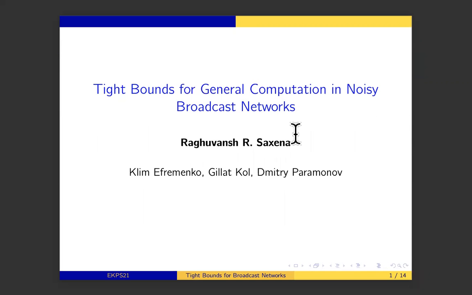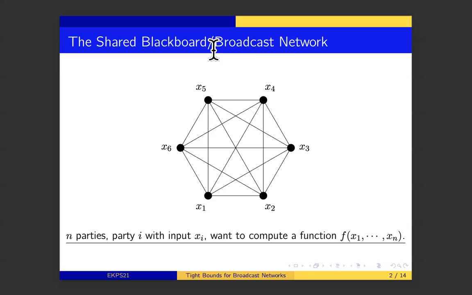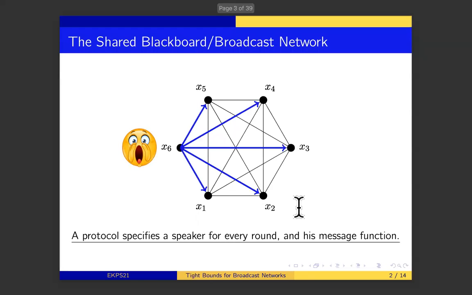So let's start. A broadcast network, also called a shared blackboard model, is an n-party communication channel where each party has its own input. If n equals 6, then you have 6 parties and party i has input xi. And together, these 6 parties want to compute a function f of all the inputs, which means they want to know f of x1, x2, all the way up to xn. The way they compute this function is by running a communication protocol.